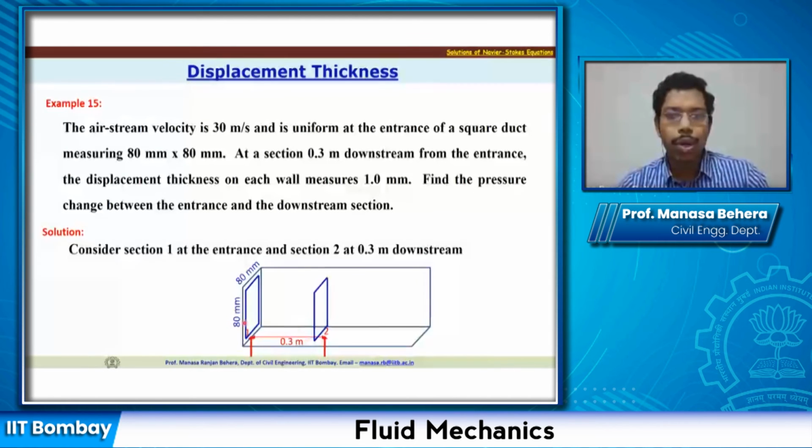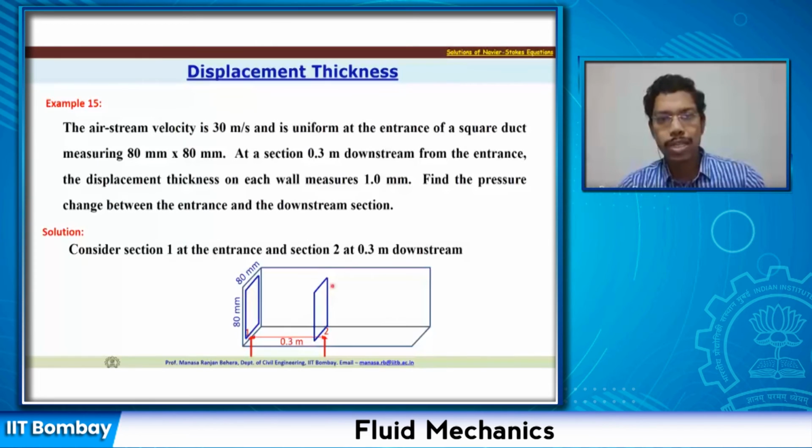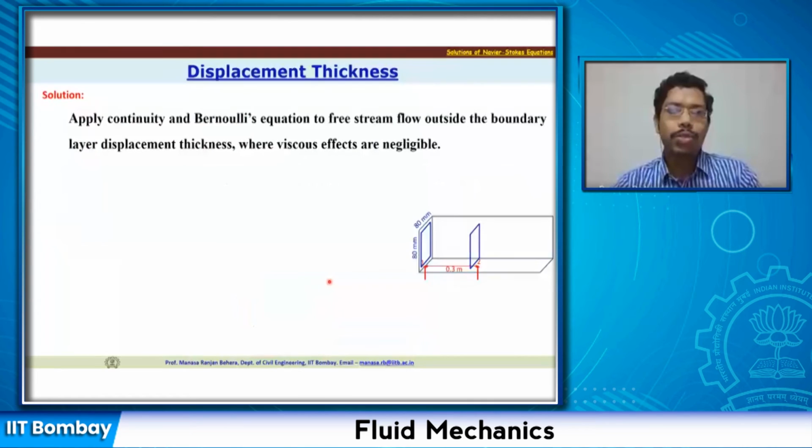And if you look at this section, something like this will be visible. Okay, the plate thickness would have increased at this point, not practically, but virtually what we are considering. Okay, now let us look at the solution. Apply, as I said, the continuity and Bernoulli's equation to the free stream flow outside the boundary layer displacement thickness, where the viscous effects are negligible. Okay, so with all these concepts we are applying this.